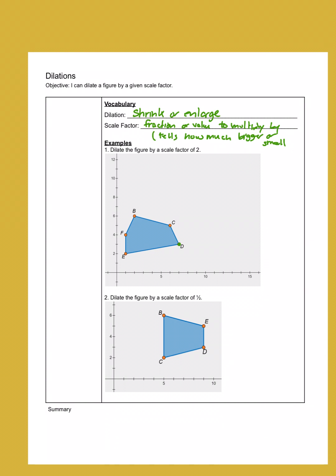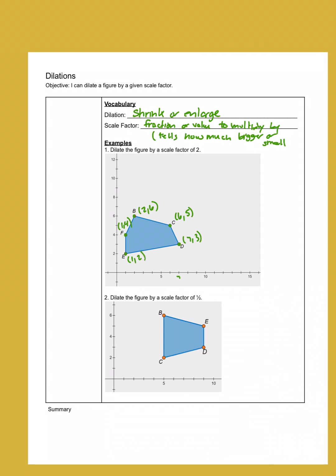So D is the point. Let's see, it looks like that's going to be 7, 3. C is going to be 6, 5. B is 2, 6. F is 1, 4. And point E is at 1, 2.